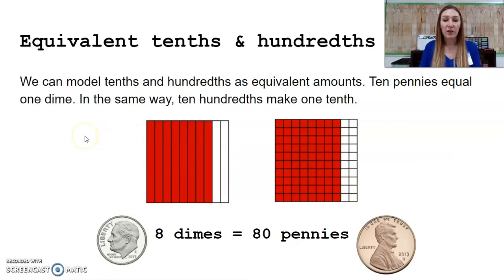We can model tenths and hundredths as equivalent amounts. 10 pennies equals 1 dime. In the same way, 10 hundredths make 1 tenth. So if I have 8 dimes and you have 80 pennies, do we have the same amount of money? We do. We each have 80 cents. So I have 8 tenths and you have 80 hundredths, but we still have the same amount of money. If we both walk to 7-Eleven to get a slushie, we both would have the same amount of money.